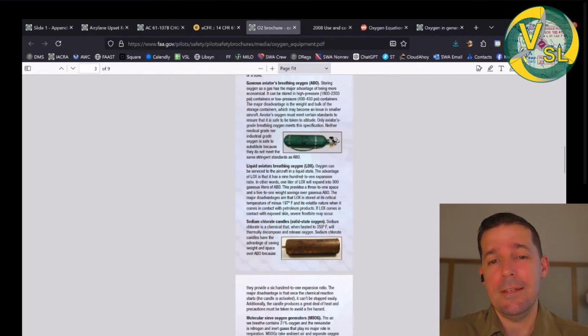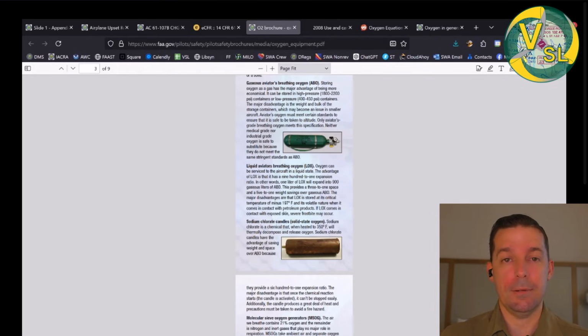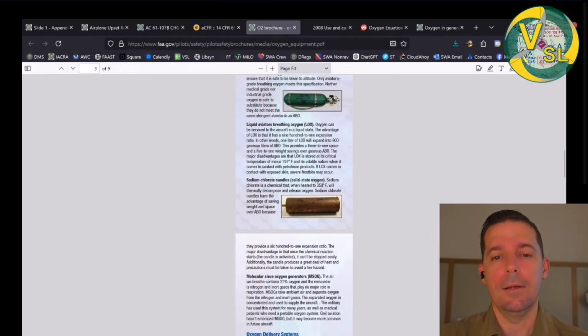Next, we have liquid aviator's breathing oxygen, or LOX. LOX is probably the opposite of the compressed gas oxygen systems. It's probably the least common way that we have oxygen stored on the aircraft, especially in general aviation aircraft. So I don't think you're going to run into LOX except in transport category aircraft. And then we have sodium chlorate candles. That's right, oxygen candles, which is kind of a funny term because typically you don't want pure oxygen and flame. So to have those two together is kind of interesting, but it does work.